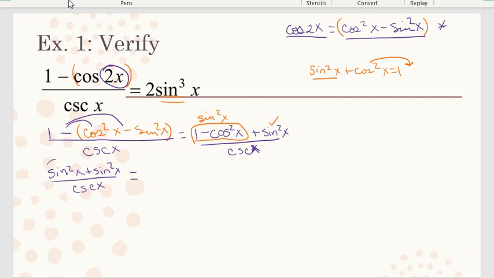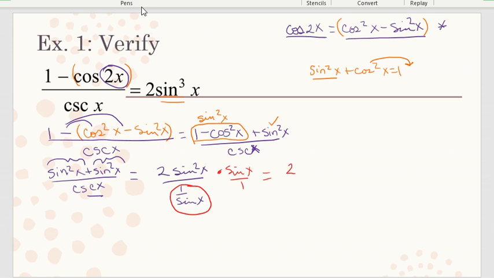Now, guys, this is 2 of the same thing. So that makes me have 2 sine squared x's over, and this is where I'm going to change cosecant x. So it's 1 over sine x. Now, I'm going to keep, change, flip. So this is going to get flipped and turn into sine x over 1, and that's multiplication. So 2 times sine squared times sine is 2 sine to the third x, and I'm done.